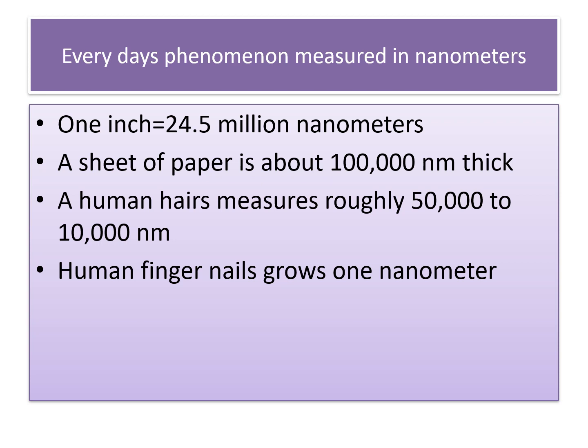So here again we have some examples. We know that 1 inch is equal to 25.4 million nanometers. A sheet of paper, if we observe, is about 1 lakh nanometers thick. A human hair measures roughly 50,000 to 100,000 nanometers. A human fingernail grows 1 nanometer per day.